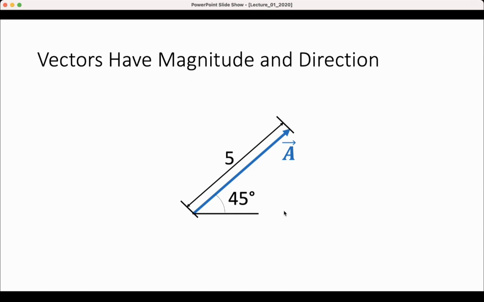Now you've specified this vector. You've said that it has this length 5 and this angle, 45 degrees from horizontal. And in fact, you could think of translating this vector anywhere you want. You could move it to the left or to the right, but it still has to always be 5 units long and always point in the same direction.